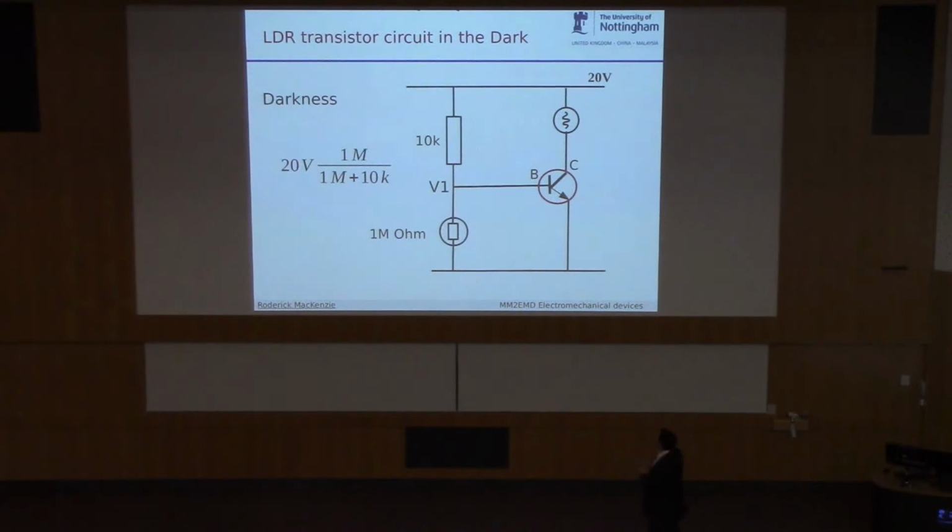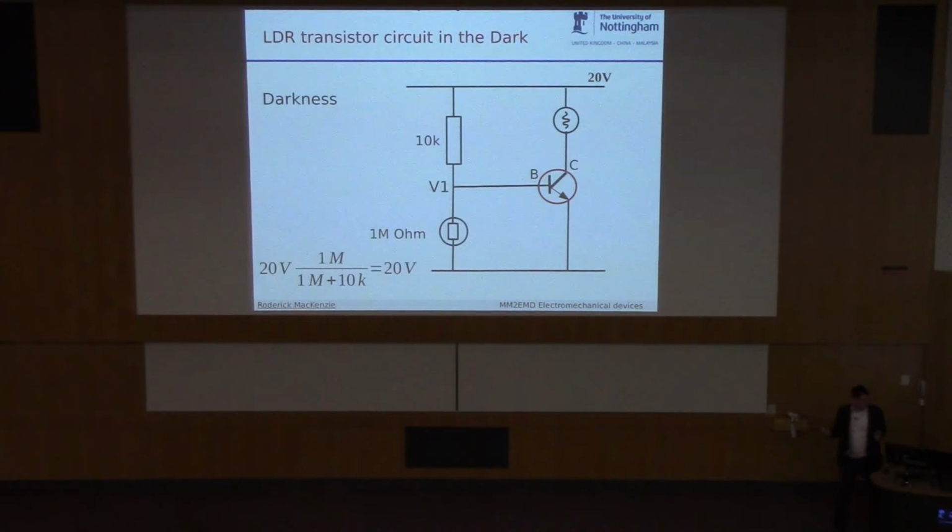So we can calculate the voltage at point V1 in the circuit there, so I'll just highlight point V1. So we can calculate the voltage in the dark at point V1. We've got a 20 volt supply up there, and it's just a potential divider circuit. So we've got 1 megaohm, which is the resistance of that LDR, divided by 1 megaohm plus, I've just put a 10K resistor there. So everybody shout out what the voltage at V1 is going to be? 1 over 1 times 20? 20, right? So it's just a simple potential divider, and we get the voltage at V1 is 20 volts.